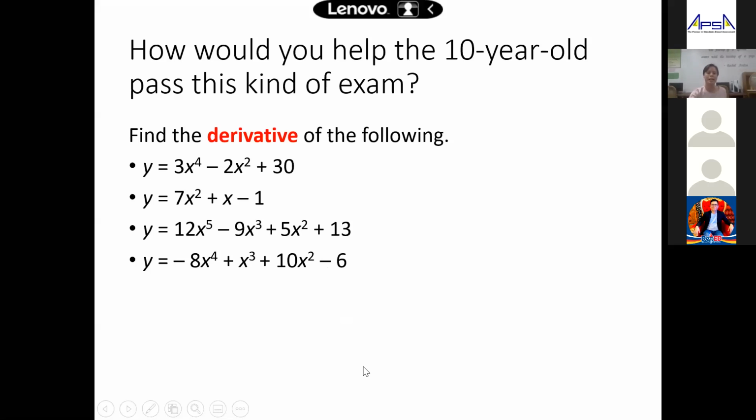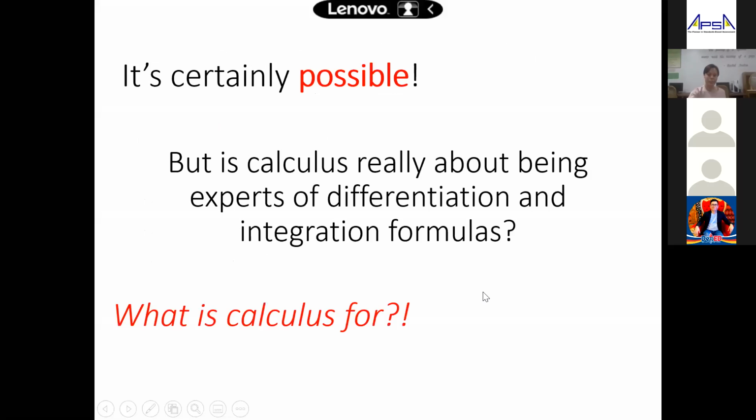So kayang-kaya. But if a child can do calculus or if a child can compute derivatives, does it already mean that they know the big ideas of calculus? Hopefully, you don't agree with that. Na hindi naman kasi yung calculus yung pagkuha lang ng derivative at yung pag-manipulate lang ng symbols. It's much more than that. So let me proceed.